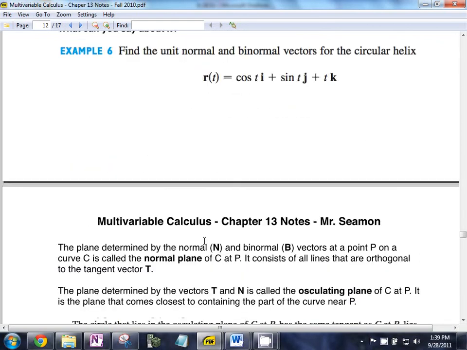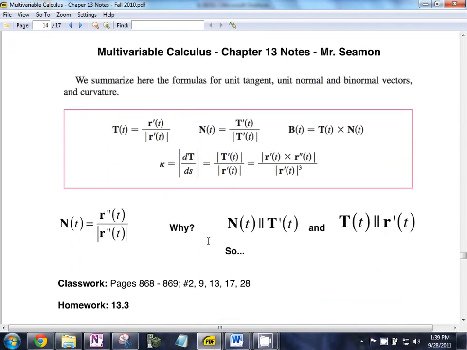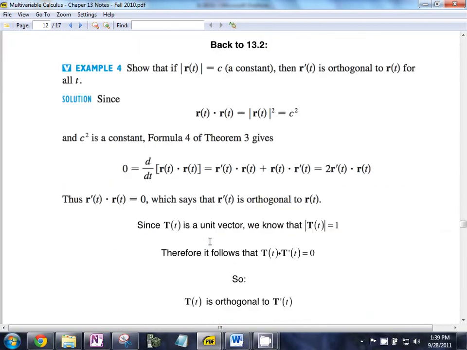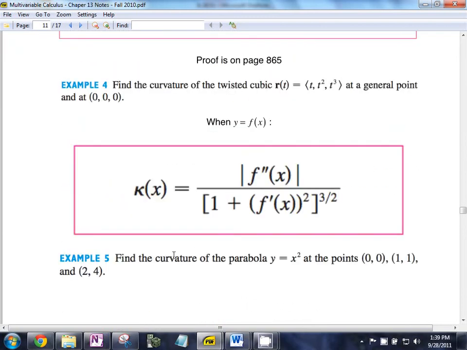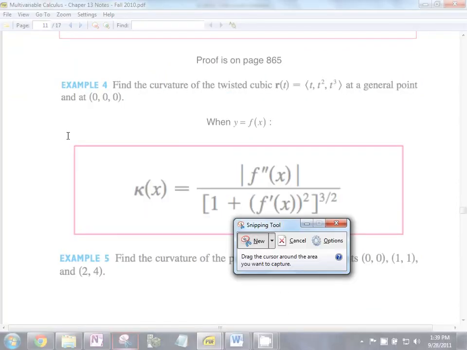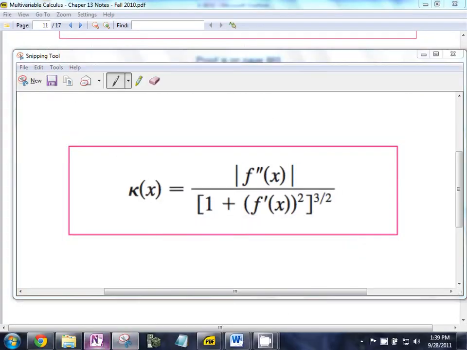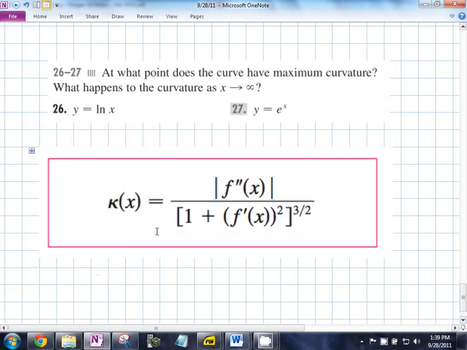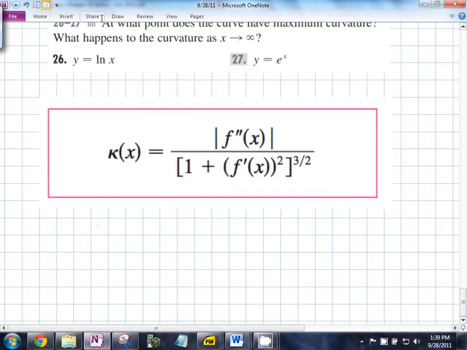curvature of x is going to be, what's y double prime? All over 1 plus, 1 over x squared to the 3 over 2. So what's the top become? x to the negative 2 over 1 plus 1 over x squared to the 3 over 2. So there's your curvature, right?